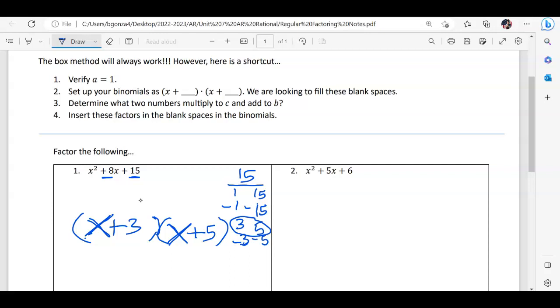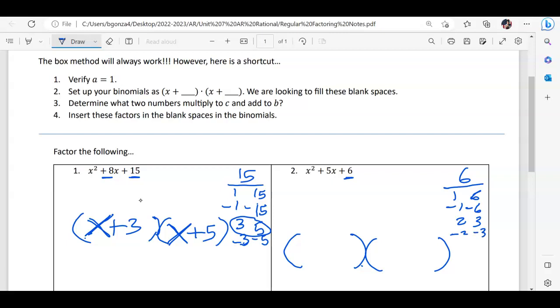What about number 2? Is a equal to 1? There's no number in front of x squared, right? So go ahead and just make your 2 parentheses. And take that last number and find all the factors. 6 is 1 times 6. Negative 1 times negative 6. 2 times 3, negative 2 times negative 3.